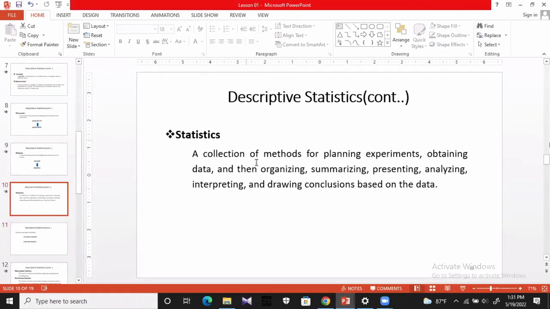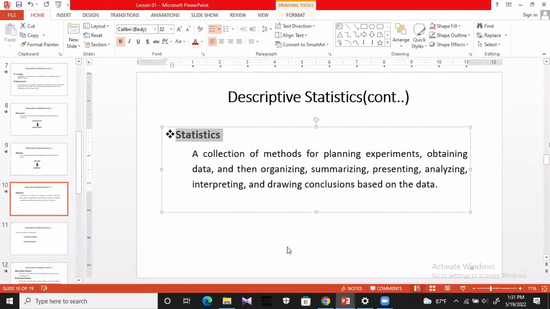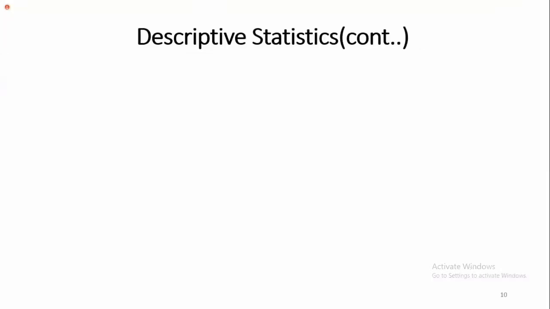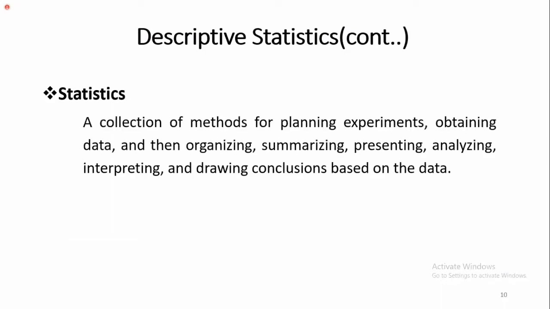So I'm going to define not a statistic, but the term statistics, right? That means the major topic in the course, statistics. So what do you mean by statistics? It's a collection of methods for planning experiments, obtaining data, then organizing, summarizing, presenting, analyzing, interpreting, and drawing conclusions based on the data. If I consider the same example, right?